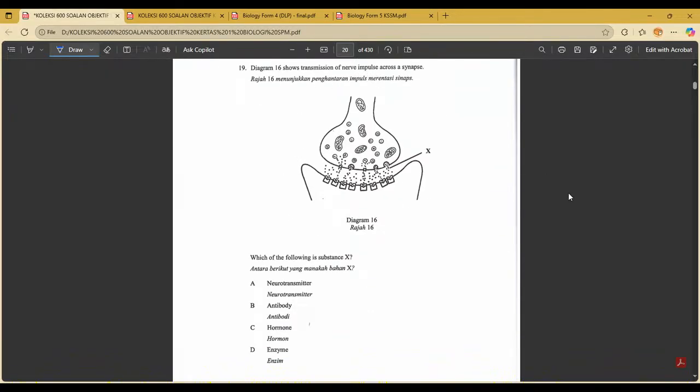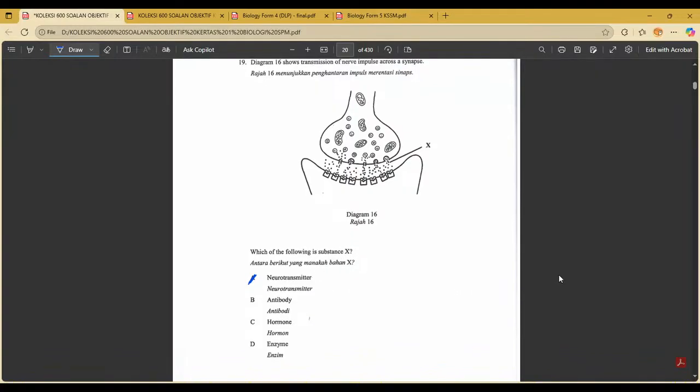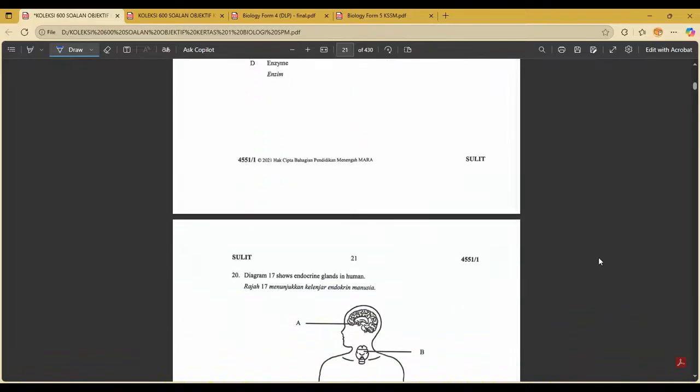Transmission of nerve impulse across a synapse. Which of the following is substance X? Substance X is a neurotransmitter. That's just what it is. Can't really explain more.